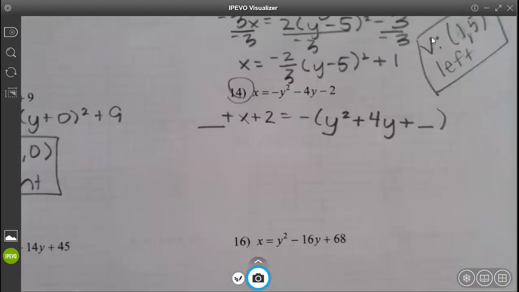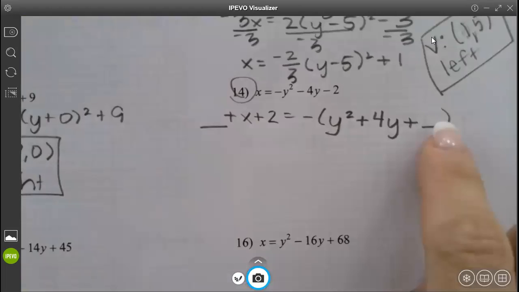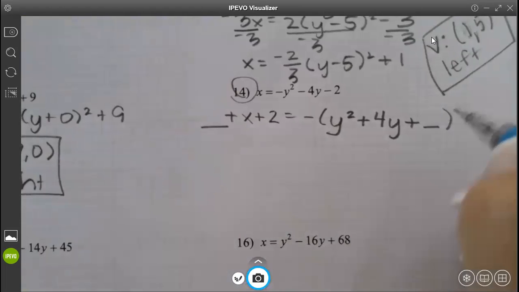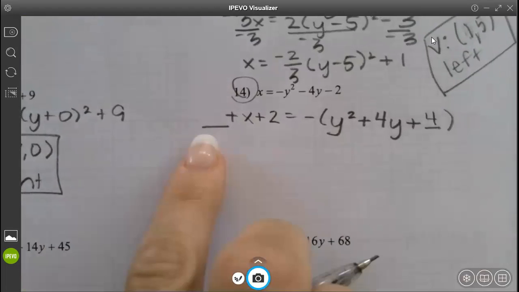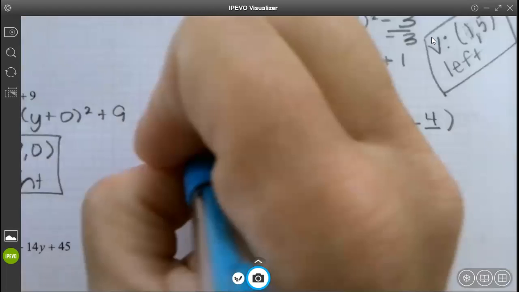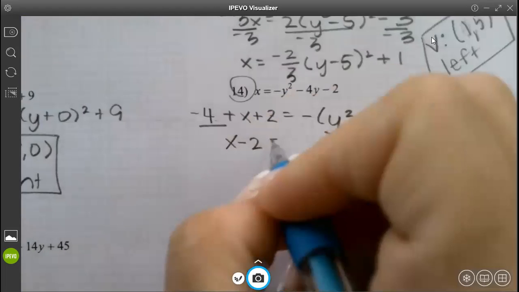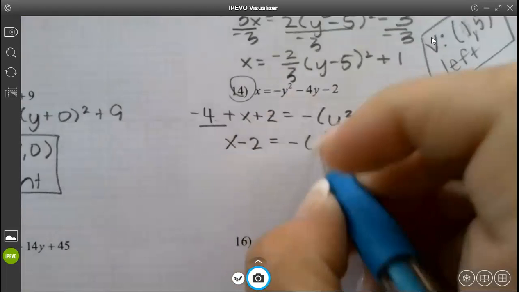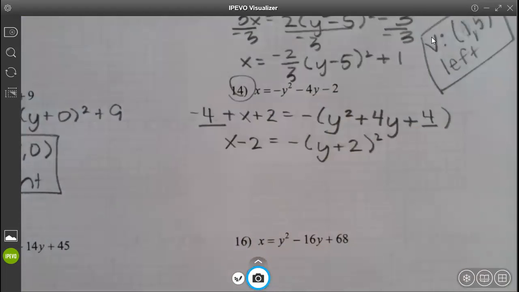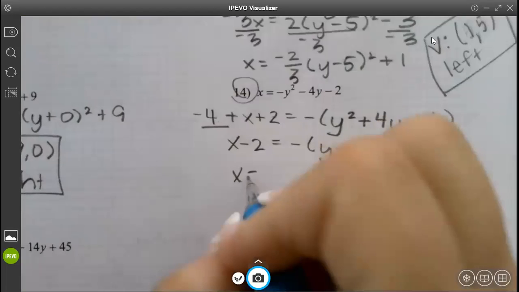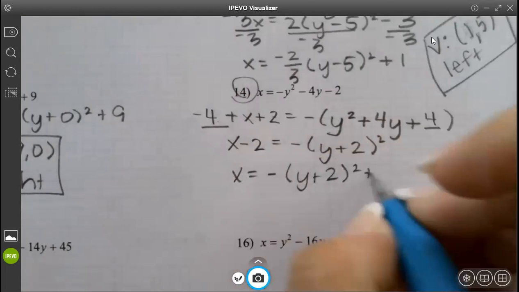Any questions so far? Same thing. What goes in the right blank? What goes in this blank? 4. 4 divided by 2 is 2, squared is 4. What goes in this blank? Negative 4. Add it up. Negative 4 plus 2 is negative 2. Rewrite: negative (y plus 2) squared. And then move your 2 over. So x equals negative (y plus 2) squared plus 2.